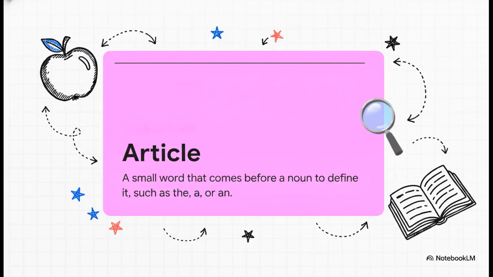But before we try to untangle all that, let's just briefly ground ourselves with the absolute basics. An article is simply that tiny little word that comes right before a noun to define it. In English, we're talking about words like the, a, or an, the apple, a book. They are basically the mortar between the bricks of our sentences. We use them all day, every day, without even blinking.